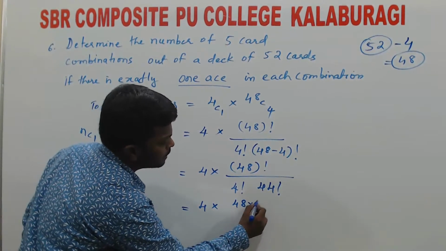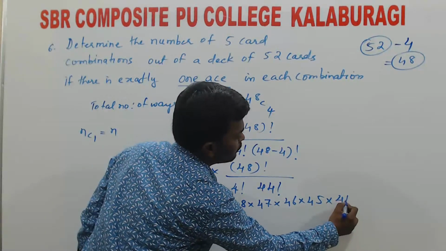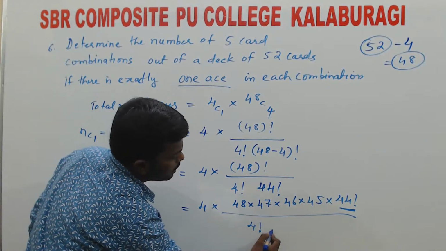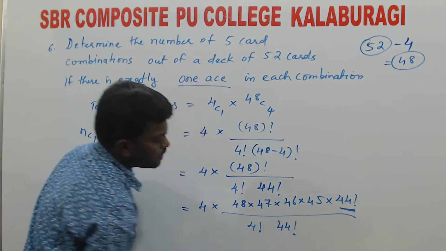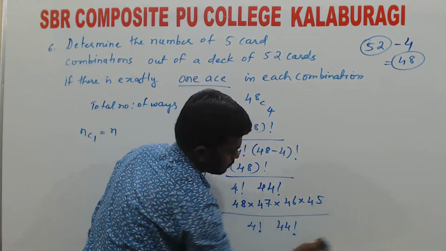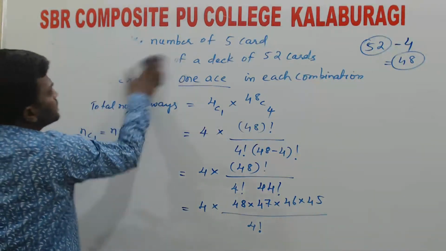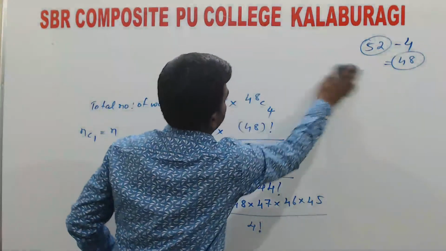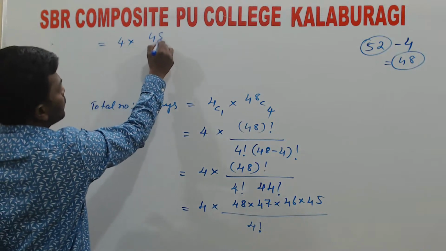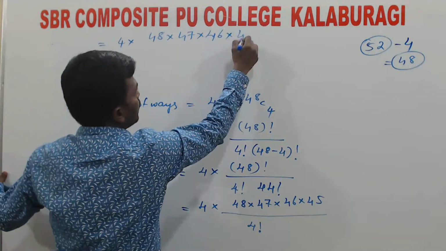Can I write it as 48, 47 into 46 into 45 into 44 factorial. I'll stop here itself, because we have a 44 factorial in the denominator, right? So now in the next step, can I cancel 44 factorial? So the next step will be 4 into 48, 47, 46 into 45.